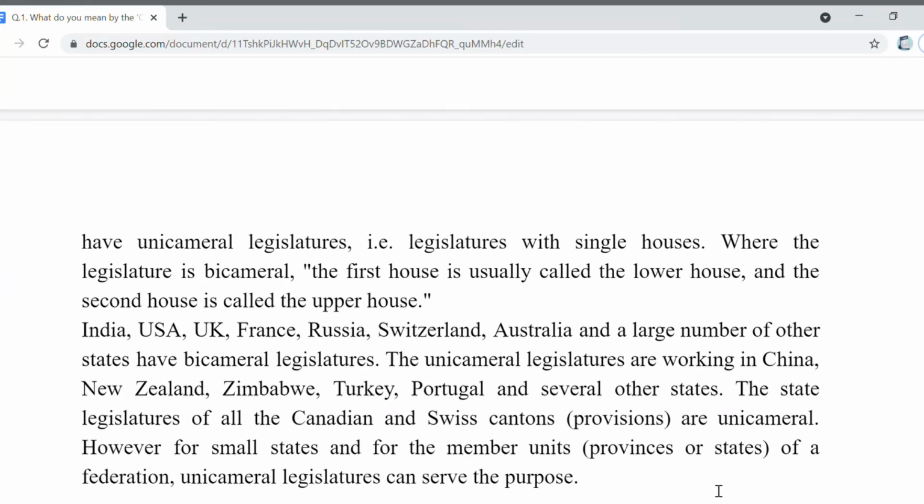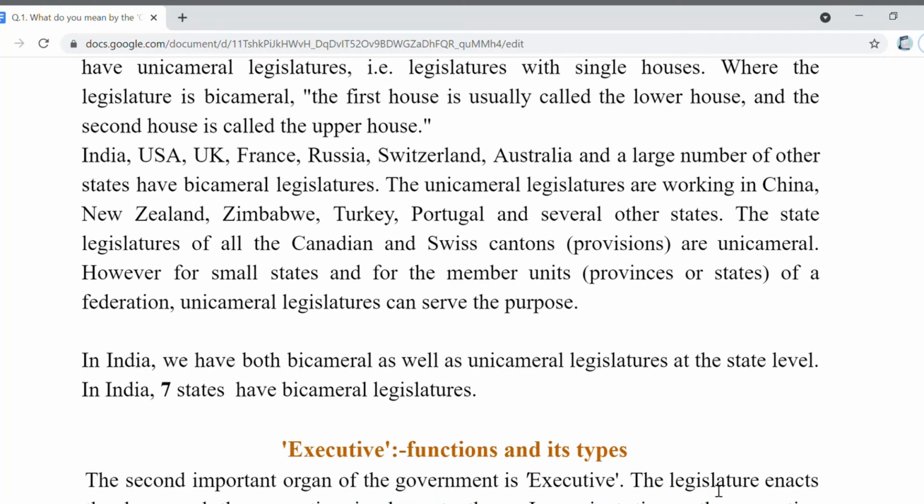India, USA, UK, France, Russia, these all and a large number of other states have bicameral legislature. But India में दोनों unicameral और bicameral दोनों legislatures हैं. And we have both bicameral as well as unicameral legislature at the state level. और India में 7 states have bicameral legislature. Andhra Pradesh, UP, Karnataka, Telangana, these all the 7 states which consist of bicameral legislature.